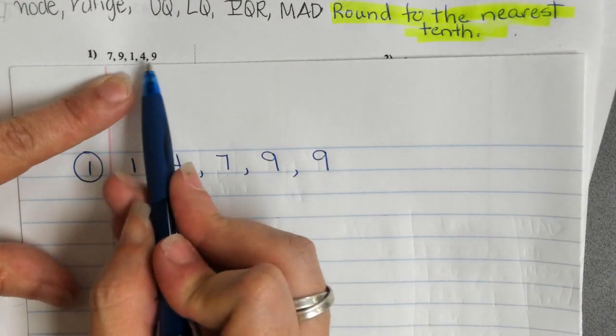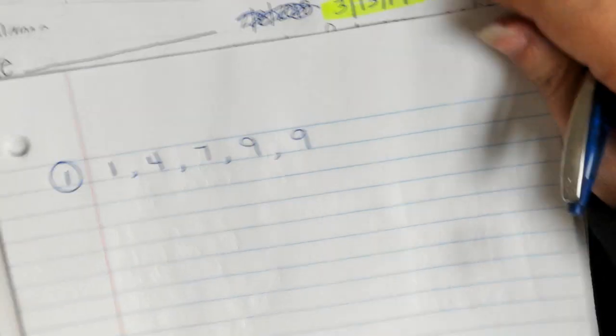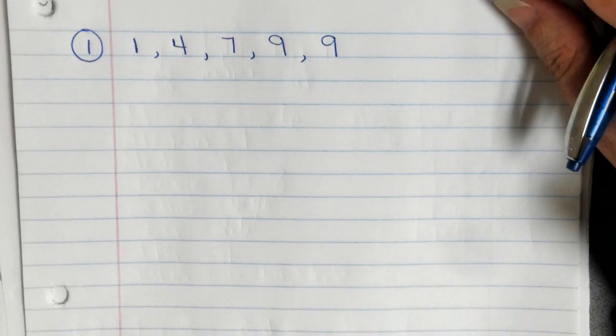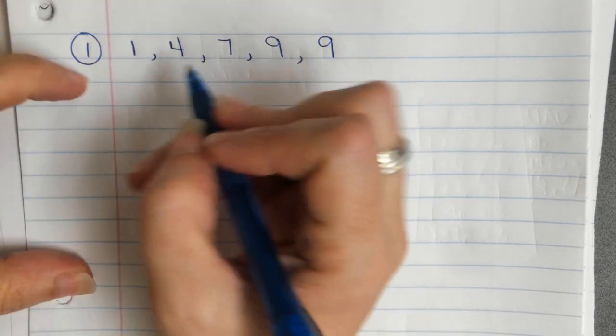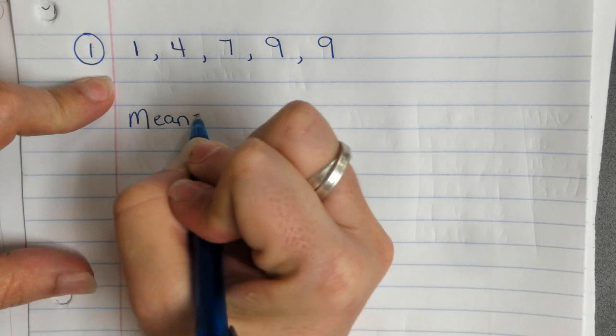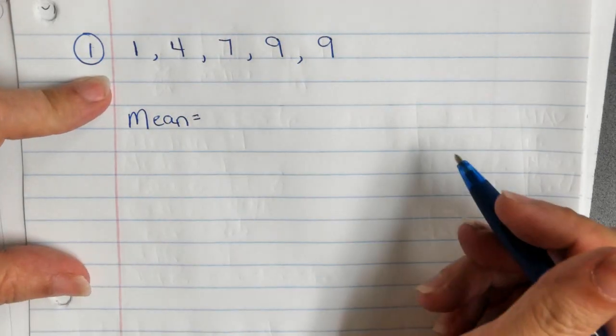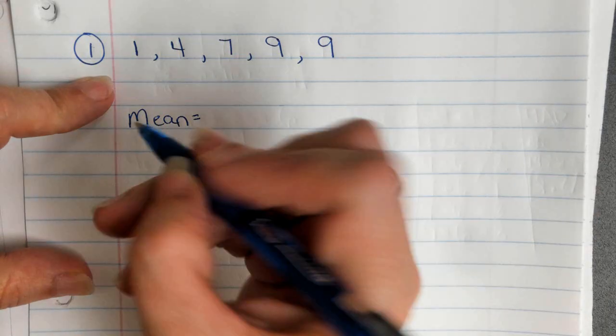So I'm checking. I got all my numbers. Okay. Now, I'm going to leave a little space to draw arrows and stuff in a minute. And I'm going to list what I need to find. You do not have to do it in this order, but this is just the way I do it.